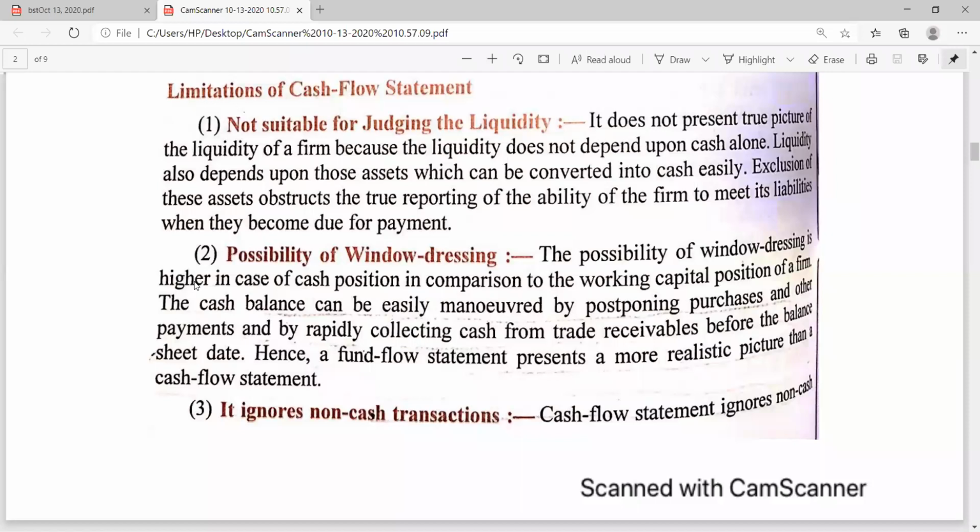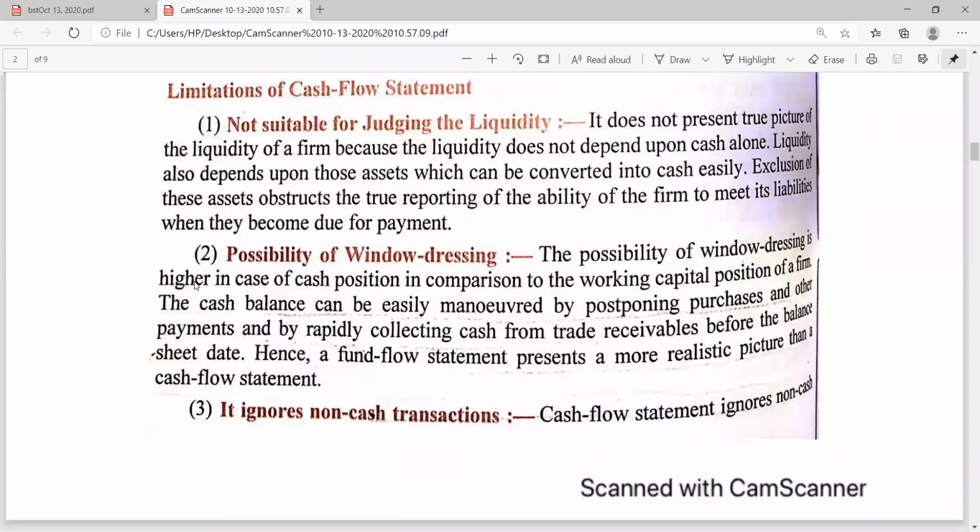Moreover, window dressing possibilities are there. Window dressing means, you know very well, fake data or manipulation of the data. So the possibility of window dressing is higher in case of the cash position in comparison to the working capital position of the firm. The cash balance can be easily maneuvered, meaning manipulated, by postponing the purchases and other payments and by rapidly collecting the cash from the trade receivables before the balance sheet date. Hence, the fund flow statement, if we talk, presents a more realistic picture than the cash flow statement.